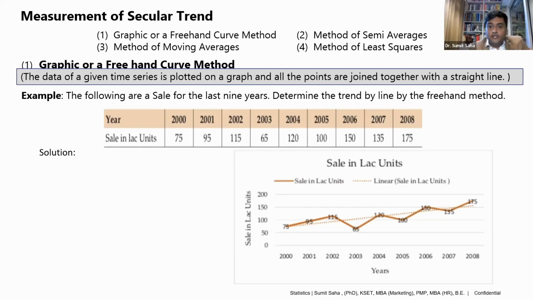You can say, sir, is it right? I can draw differently. You cannot draw differently. A little bit here and there may happen. If I draw, instead of passing here, I pass here, but on average it will be the same or similar, like this only. Understood what I'm saying? So this is called the freehand method.